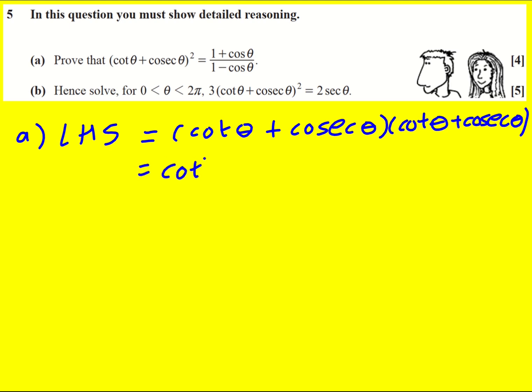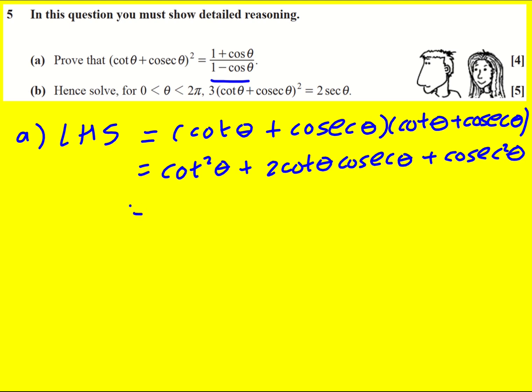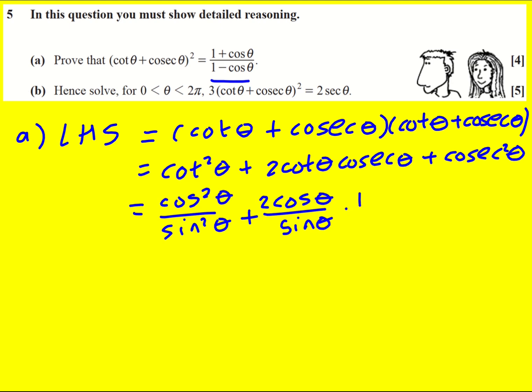So it's going to become cot squared theta plus 2 cot theta cosec theta plus cosec squared theta. Now, in the answer, they've got it as normal trig functions rather than reciprocal ones. So at this point, I'm going to write them in terms of sine and cos. Cot is cos over sine, and then I'm going to be squaring it, so cos squared theta over sine squared theta. And then cosec is 1 over sine.